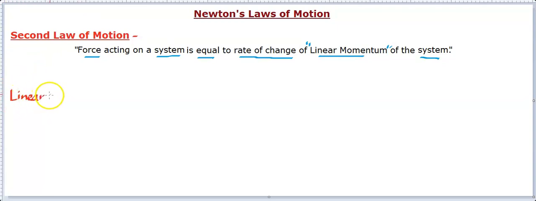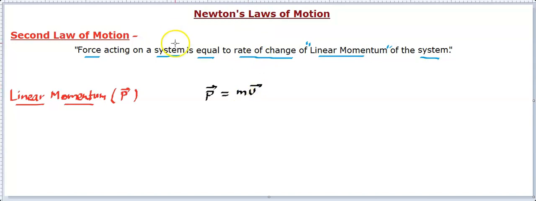Linear momentum is represented by the letter P, and P is a vector, so it's a vector quantity. And how is it defined? We can define it mathematically: P is equal to mass times velocity. This is the definition of linear momentum, with m for the mass of the object and v for the velocity of the object.